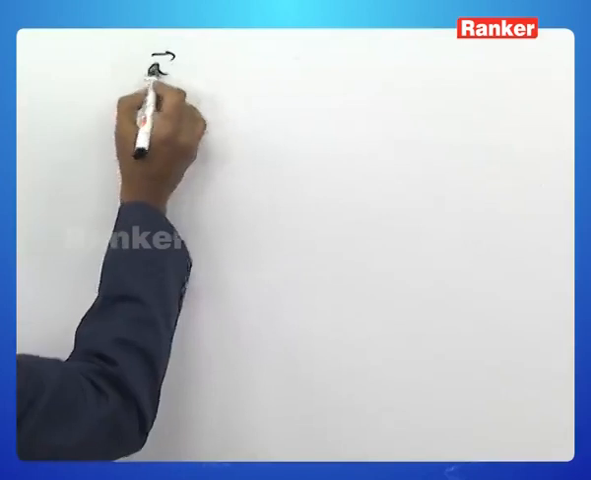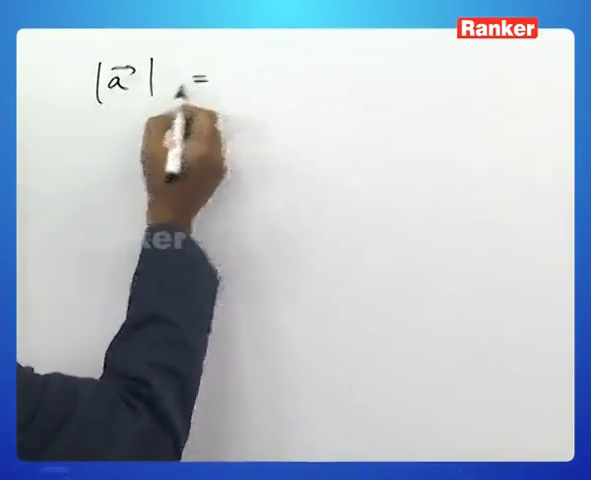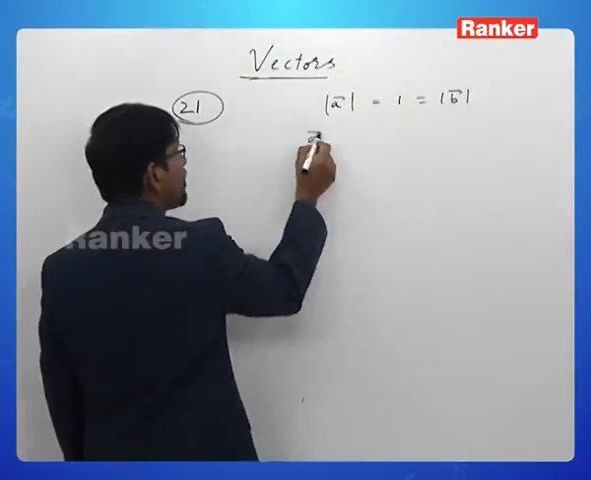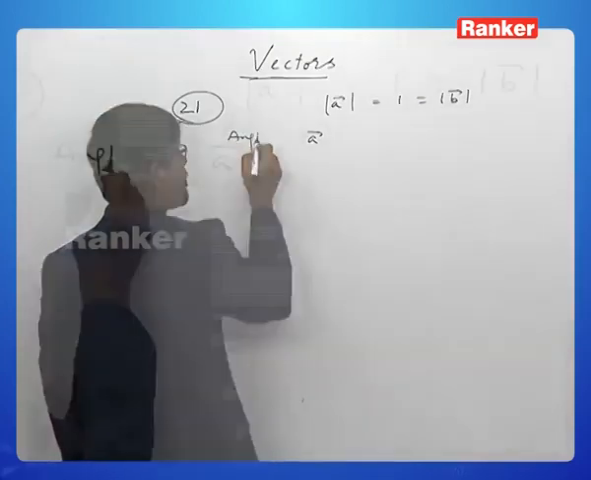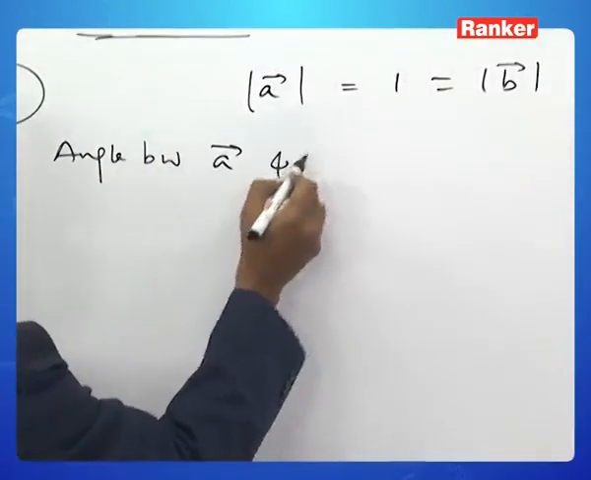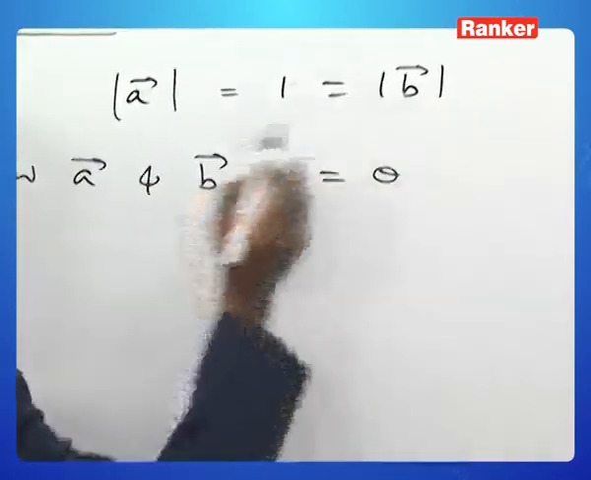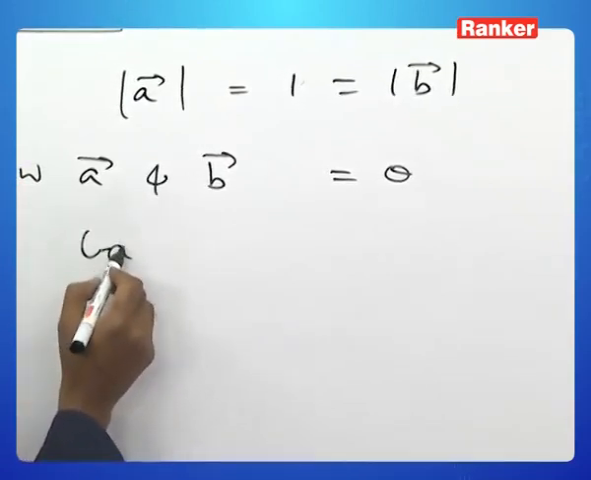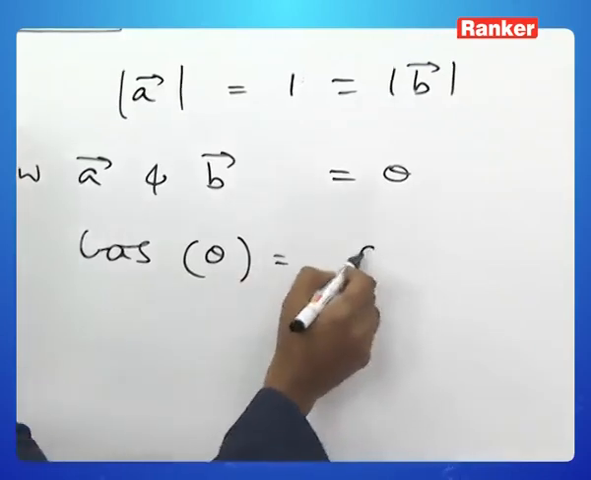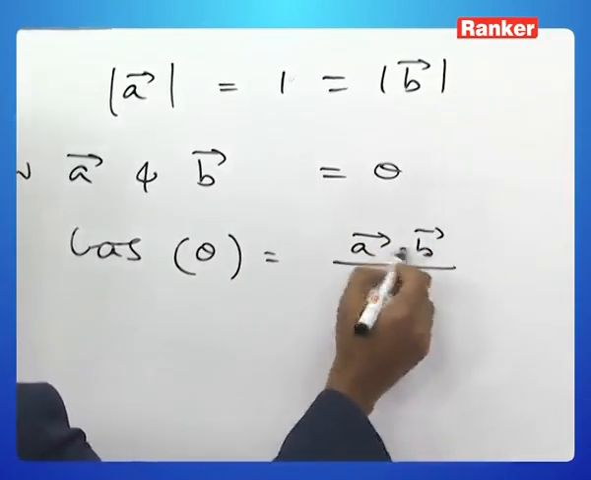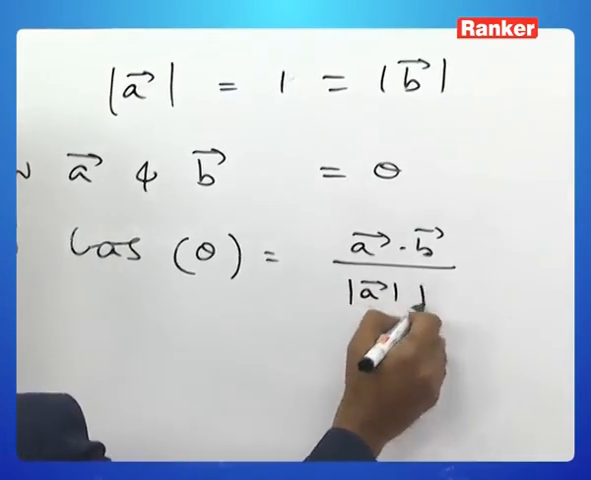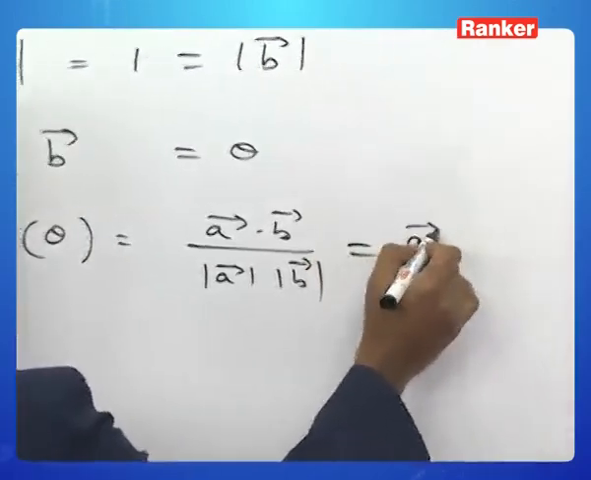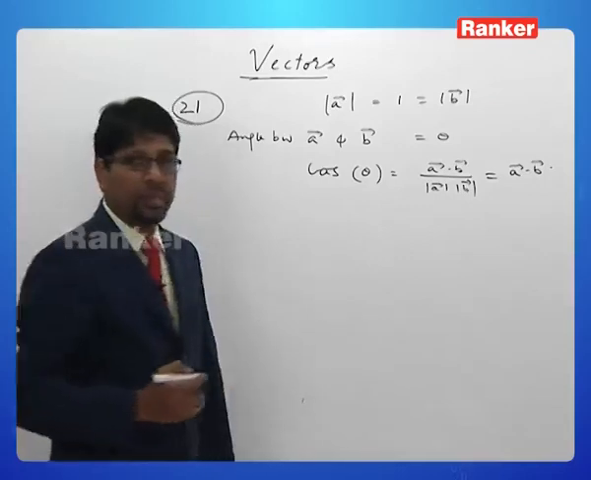What have we been given? See, a bar and b bar are unit vectors. So magnitude of a bar is 1 and magnitude of b bar is also 1. What we want is the angle between them. So let the angle between a bar and b bar be theta. What is cos theta given by? Cos theta is given by a bar dot b bar divided by magnitude of a bar into magnitude of b bar. Since both the magnitudes are 1, we can simply write a dot b. So what we want is actually a dot b.